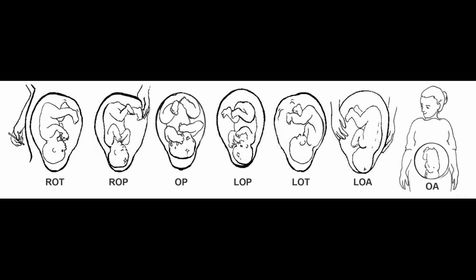These positions are with regards to the occiput or the head of the fetus. So if the occiput, which is the back of the head of the fetus, is to the mother's anterior, it will be occiput anterior. If the back of the fetus's head is to the back of the mother, to the mother's posterior, it is going to be occiput posterior.